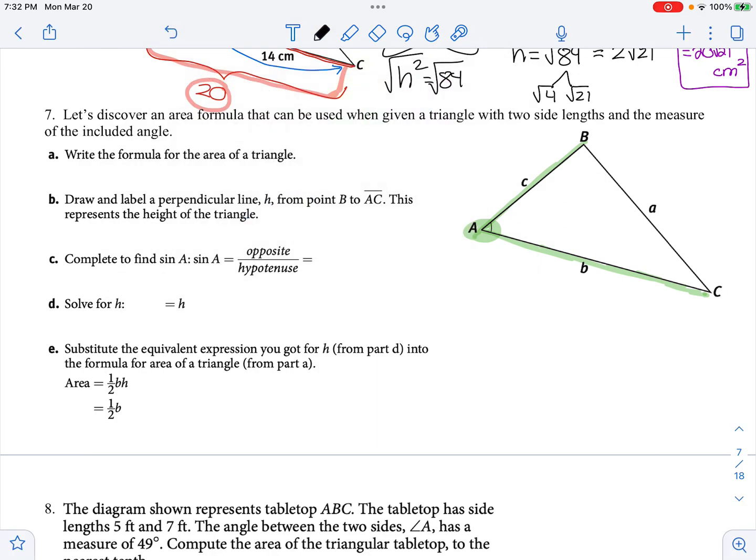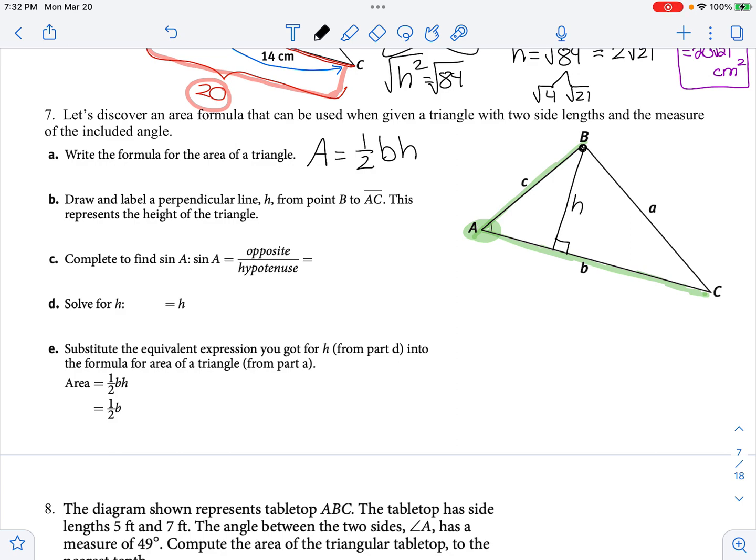So once again, part A, we're going to start with the original formula for the area of a triangle. And again, that formula is just your 1/2 base times height. Part B says draw and label a perpendicular line H from point B to AC. So going from point B, I'm going to go straight down to AC. This is perpendicular, and I'm going to call this H. This is the height of my triangle that I'm going to be looking for.